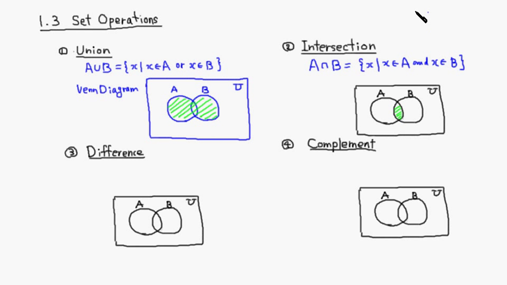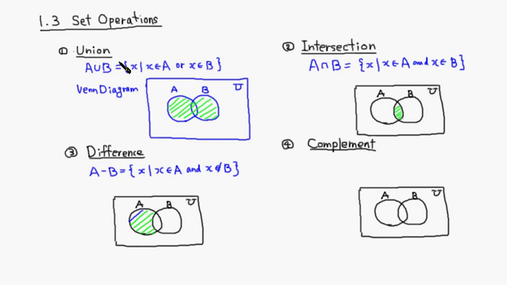The third operation is difference. So when we say A minus B, this is going to be a collection of elements such that, first, X has to be in A, at the same time not in B. If you shade the region, it has to be in A but cannot be in B. So we're talking about the region right here.